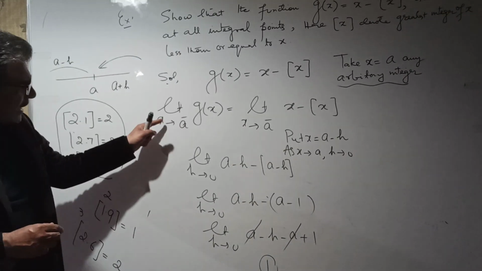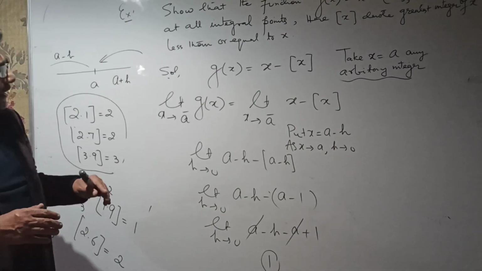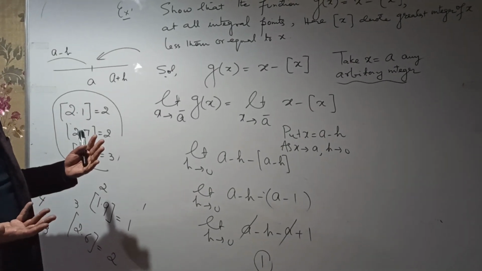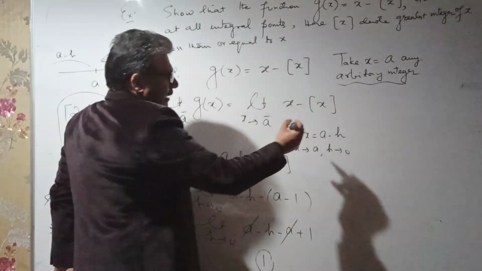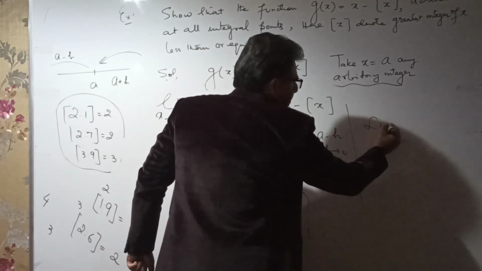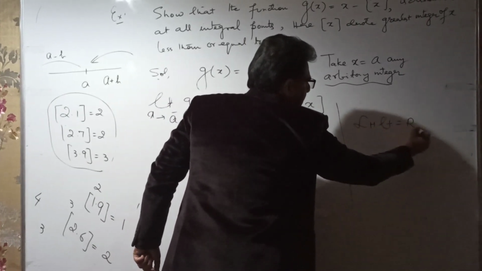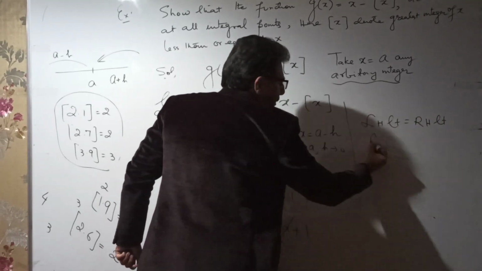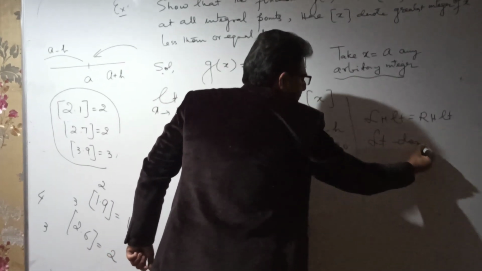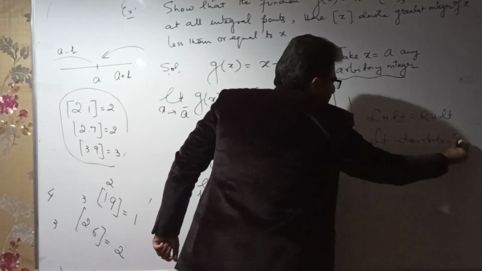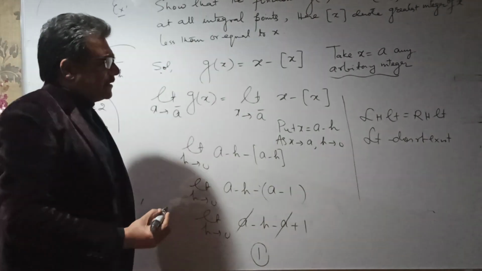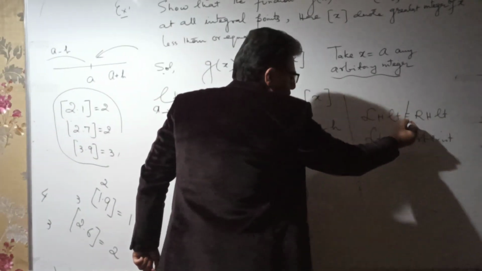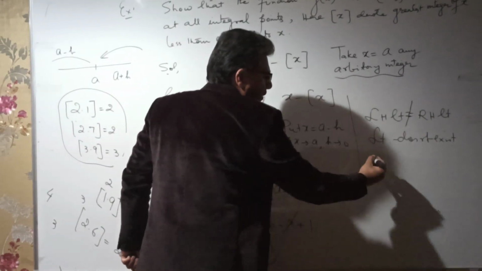Alright? So what is the left hand limit? Left hand limit is 1. Earlier right hand limit क्या था? वो 0 था. So हम लिखेंगे here left hand limit is not equal to the right hand limit. So limit does not exist. Once left hand limit is not equal to the right hand limit, therefore the limit does not exist.